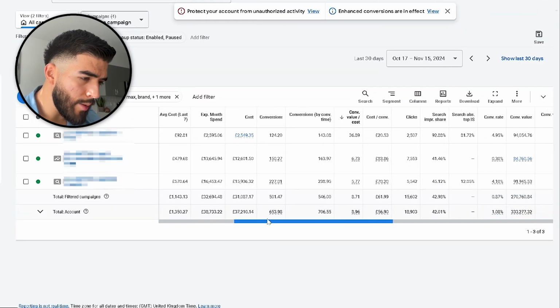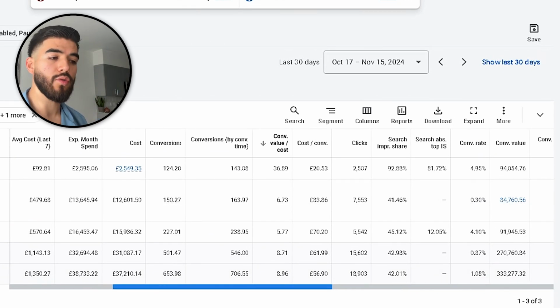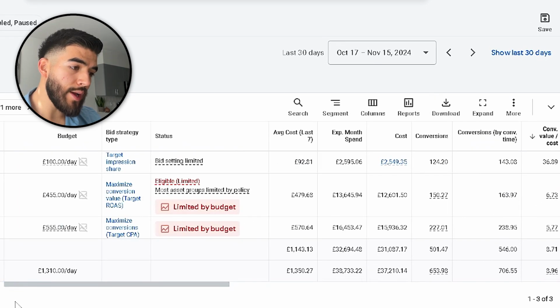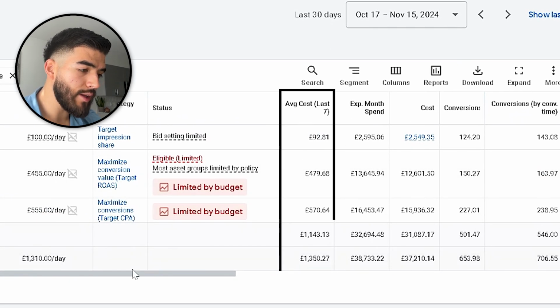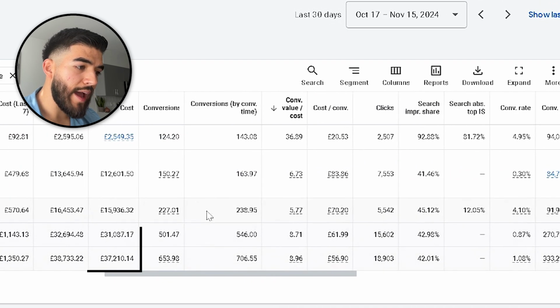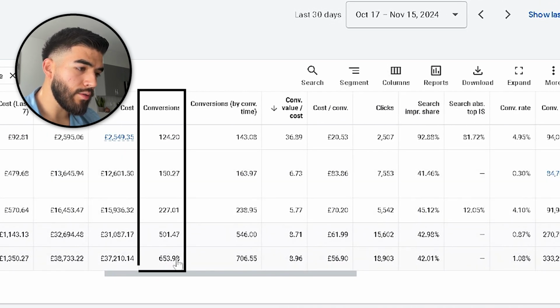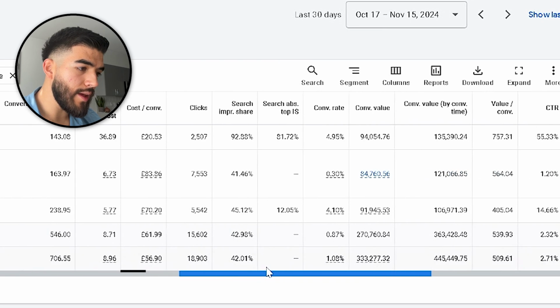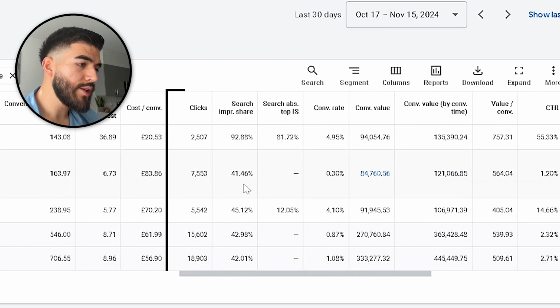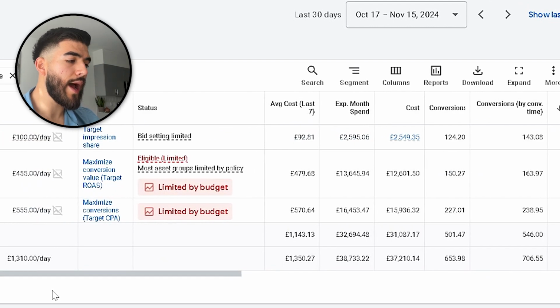I have an ad account pulled up, and here are my favorite columns to use. This quickly allows me to see what is right and what is wrong with an ad account or a campaign. Here's what I do. I usually have average 7-day cost. I have expected monthly spend to know where we're pacing. I have our cost in here for the date range. I have our conversion count, and then cost per conversion, clicks, search impression share. These columns alone will be able to tell you the health in a high level snapshot.